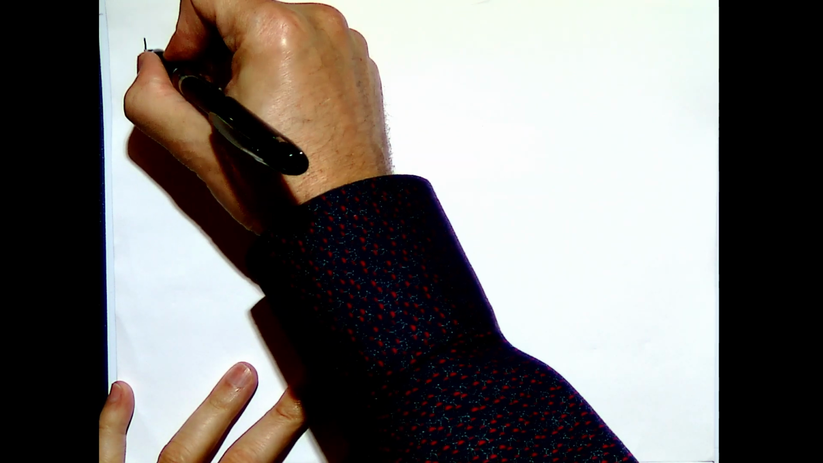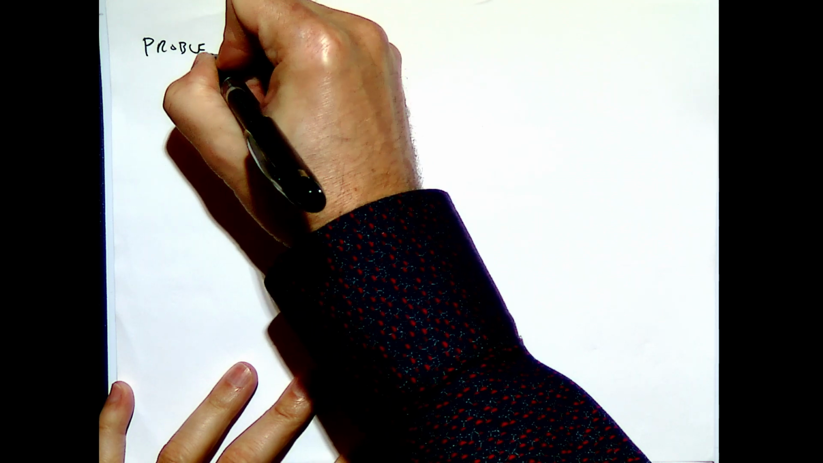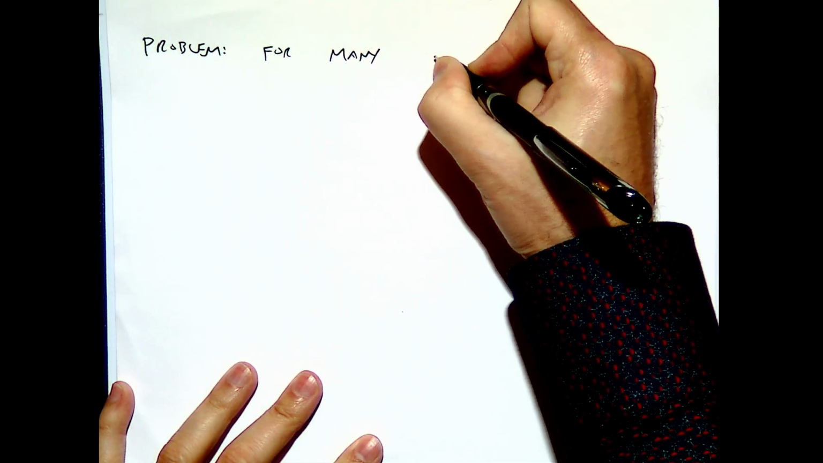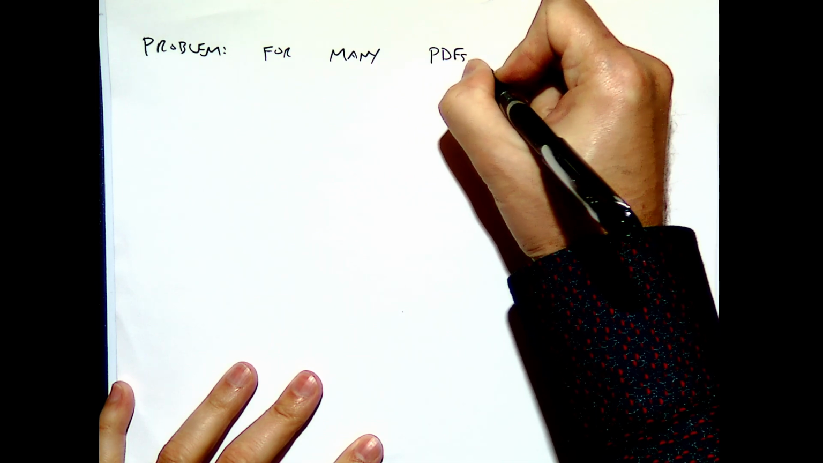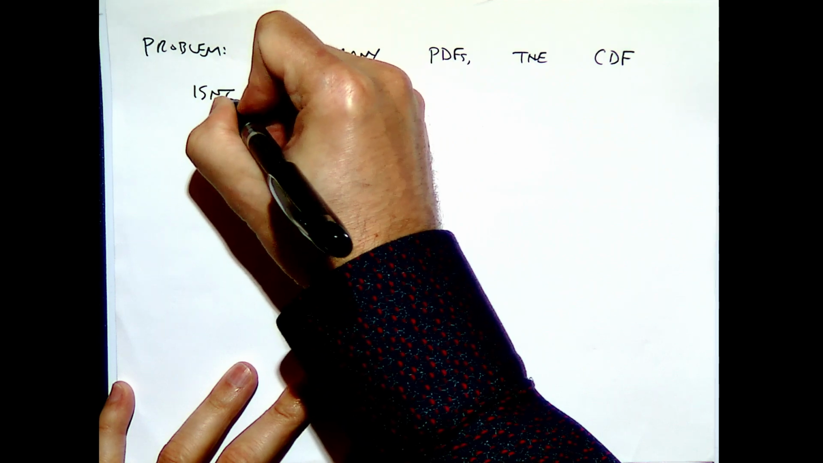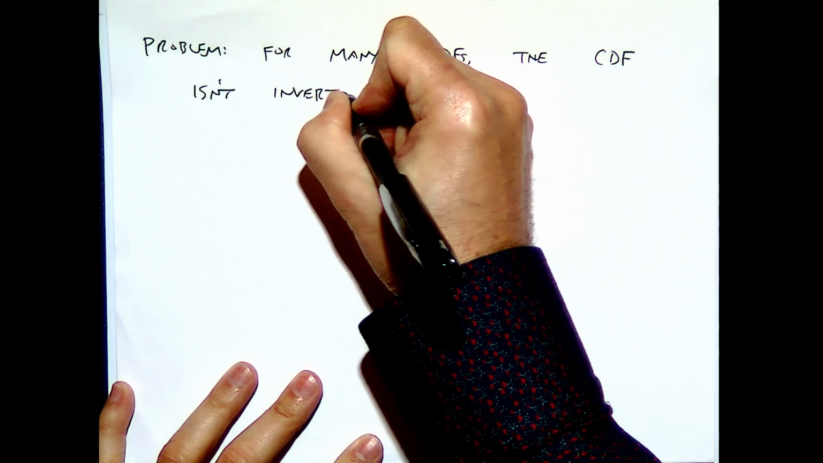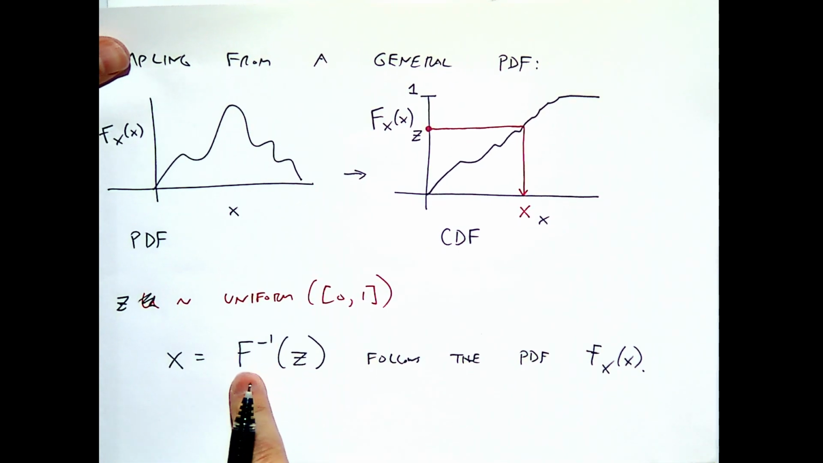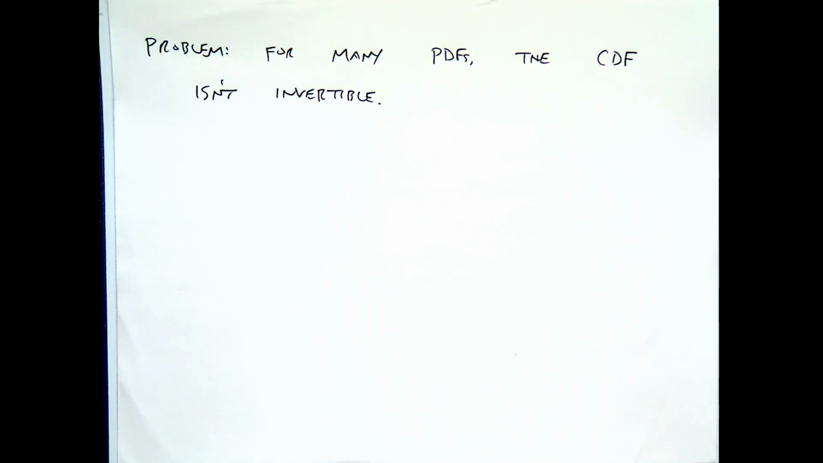So the problem is that for many PDFs, the CDF isn't invertible, which is kind of what I need, right? Because here I'm taking the inverse CDF of Z.